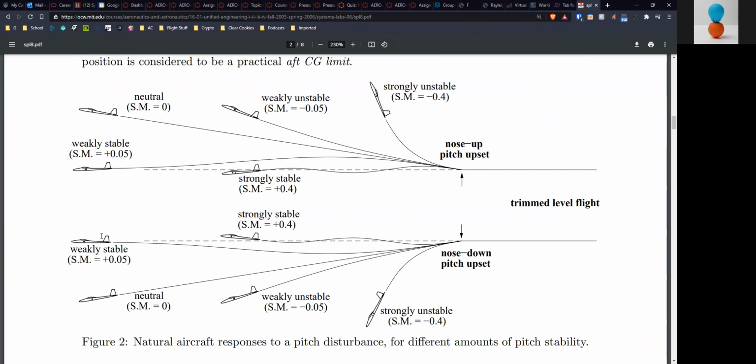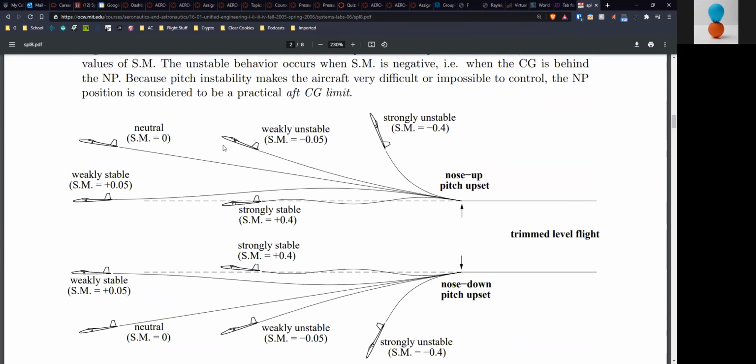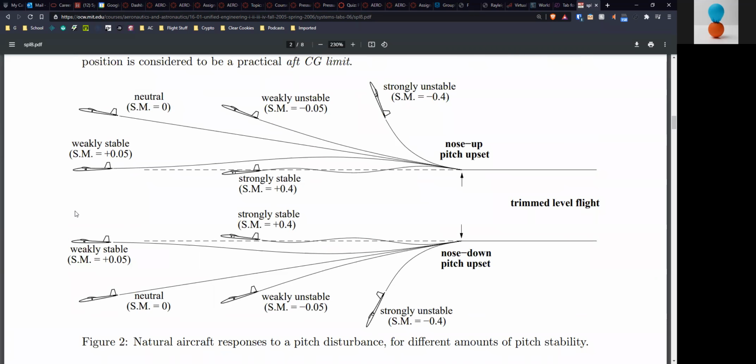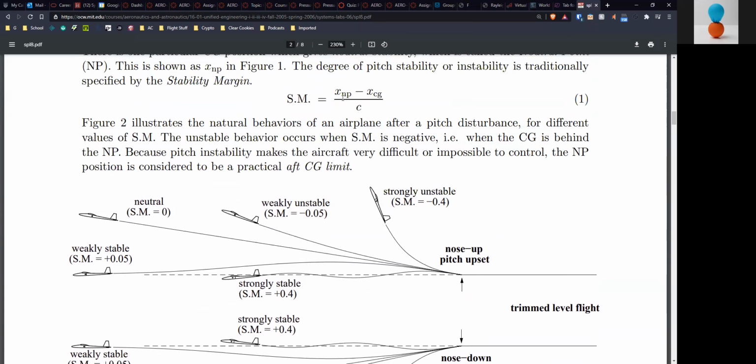It's just that the rules of thumb that I'm stating do depend on configuration, but because the static margin concept applies to any vehicle in flight, it could be a missile or whatever. It doesn't have to be a plane. It doesn't have to have this layout. It just depends on the neutral point.